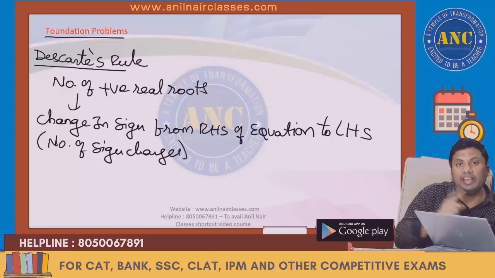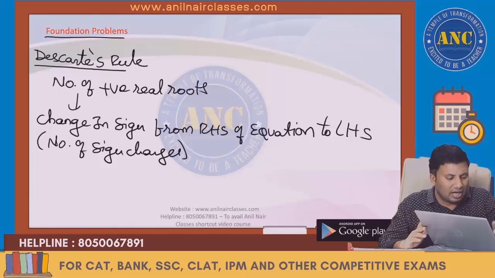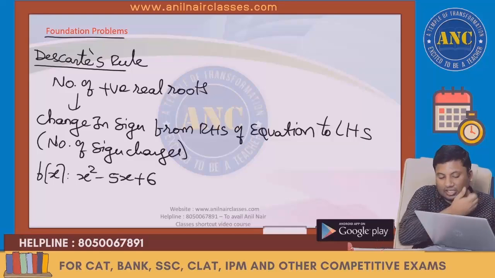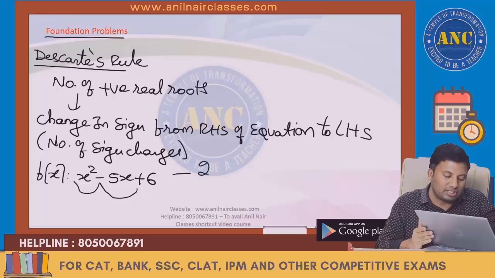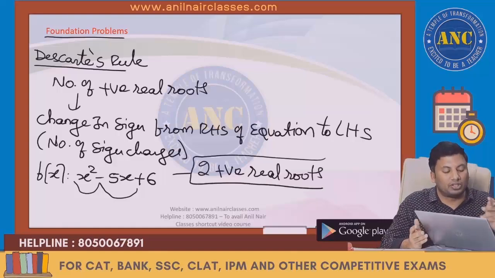Somebody asked me why it is giving you positive real roots. Let me take this. Now see here. f(x) is x squared minus 5x plus 6. Positive to negative, 1 sign change. Negative to positive, 2 sign changes. So it will give 2 positive real roots. Why do sign changes give you 2 positive real roots?